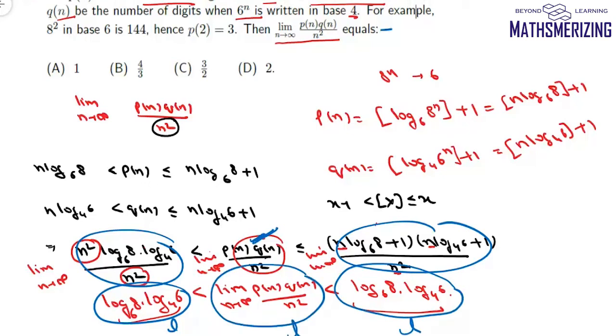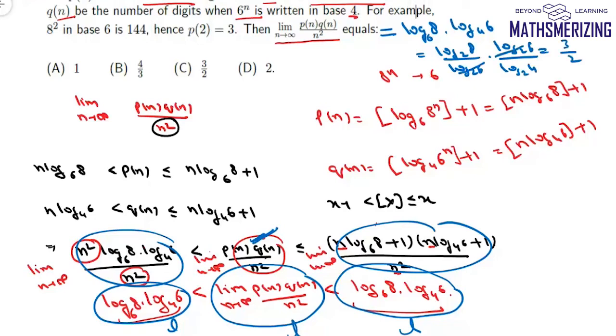So which simply means the value of this limit is equal to log 8 base 6 into log 6 base 4. So I can write it as log 2 base 8 upon log 6 base 2, and here will be log 6 base 2 upon log 4 base 2. So it will cancel. So 8 is 2 cube and 4 is 2 square. So the value of this limit is simply 3 by 2, and that's your option number C.